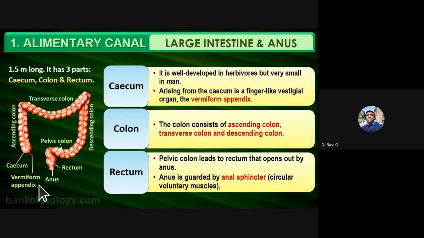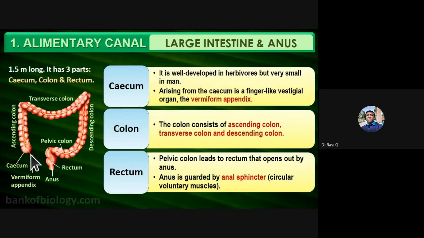But we are not completely carnivores either, because we do not have canine teeth. So I said that human beings are omnivorous. We can depend upon either plants as a source of food or animals as a source of food. So the cecum is well developed in herbivores but very small in man.